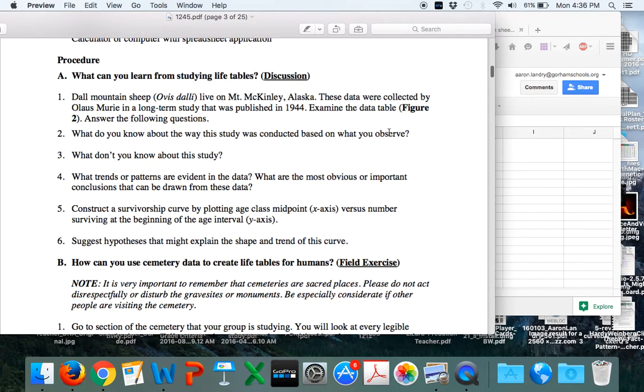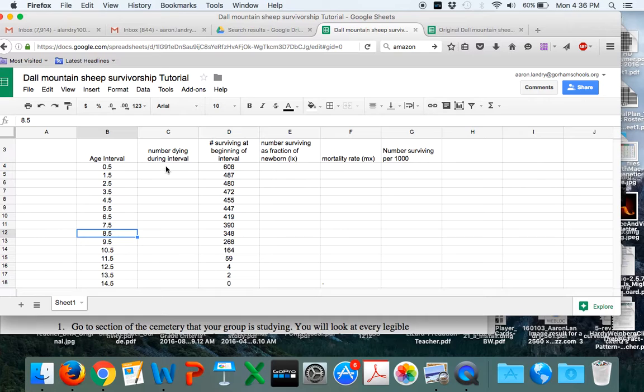And I'm going to do this. The reason I'm going to fill this one in and build it is because I'm going to show you a little bit how to build a spreadsheet data table. Okay, so number dying during the interval. To do this, we're going to click in this interval. We want to know how many die there.